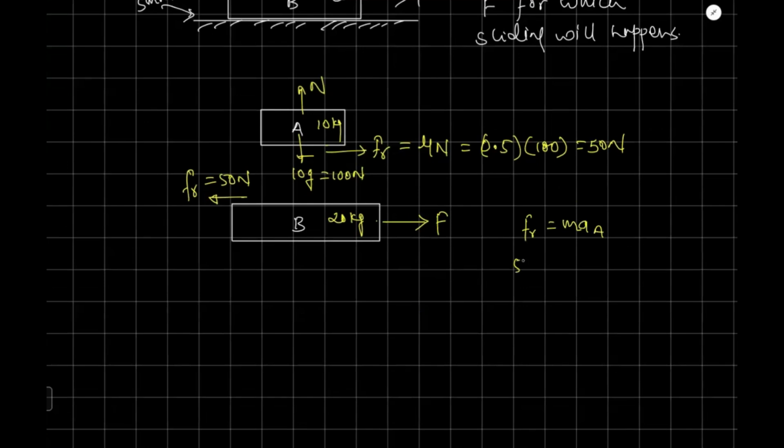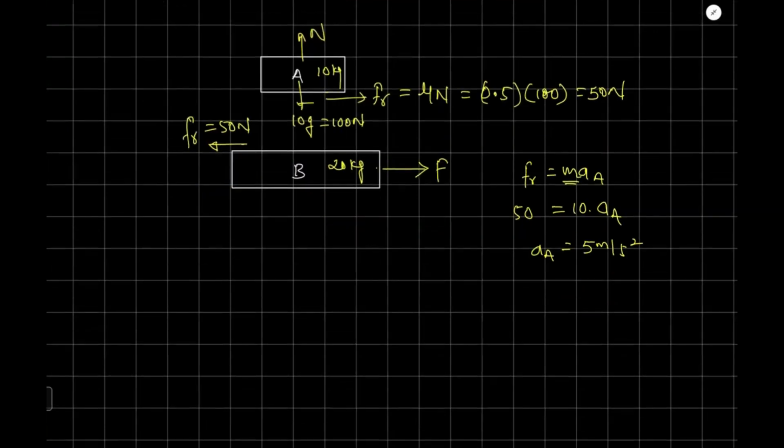So friction force is 50 Newton. The mass of block A is 10 kg, and acceleration of A from this one is a = 5 meter per second square. Similarly, we'll apply the same equation on block B. So what will it be there? F minus friction force, and that will be mass of block B into acceleration of block B.